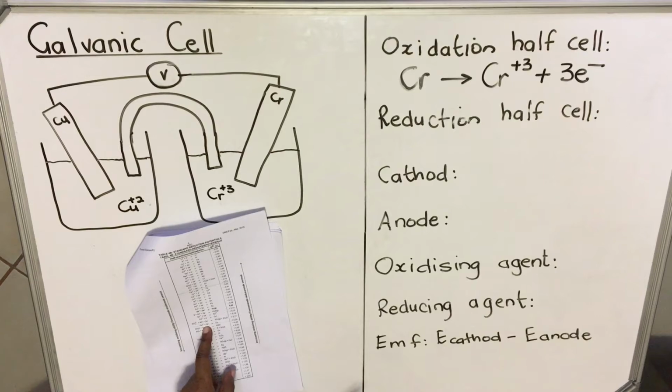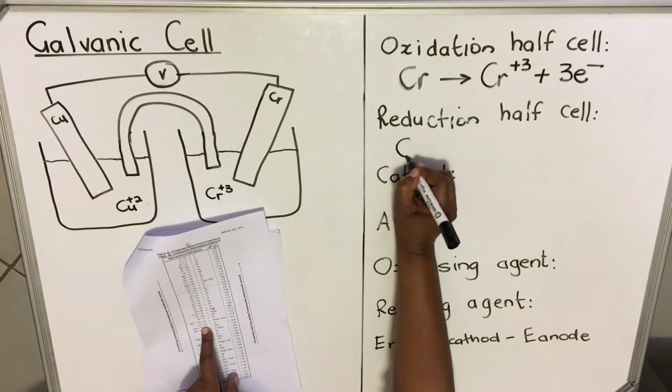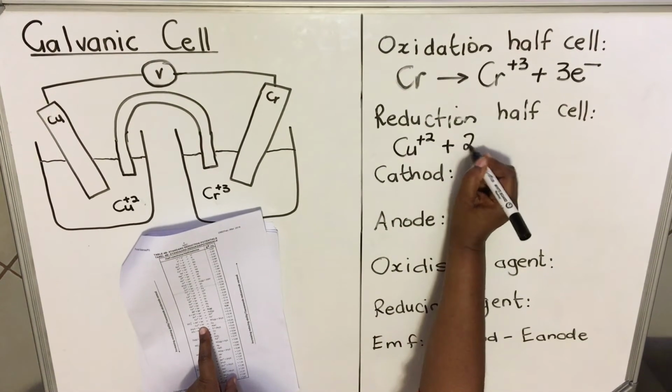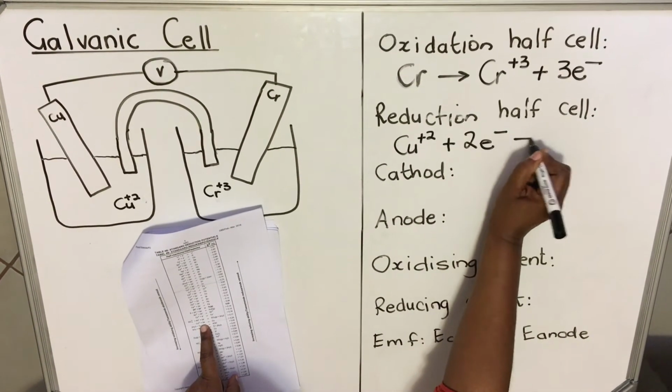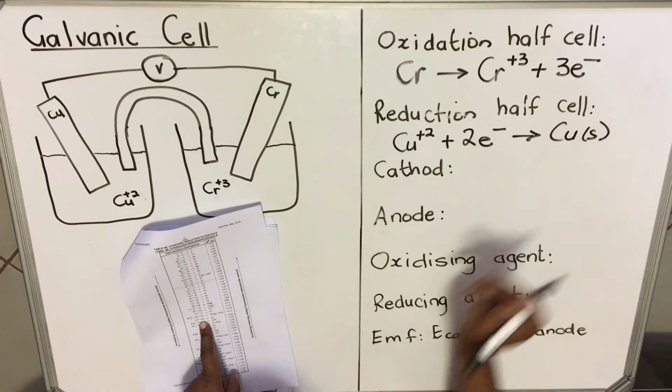The reduction one, we said it's copper. So it will be copper 2 plus. The electrons will be before the arrow when it's reduced. And then it will be copper solid.